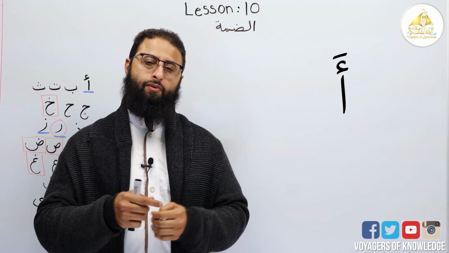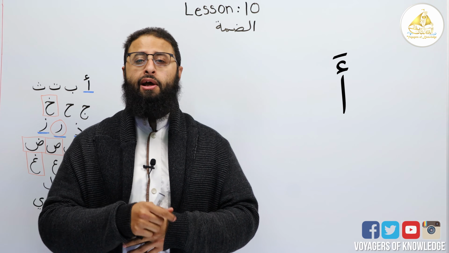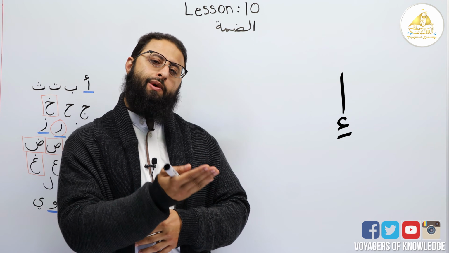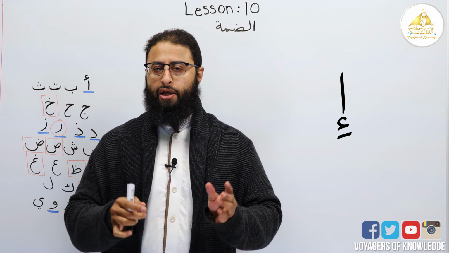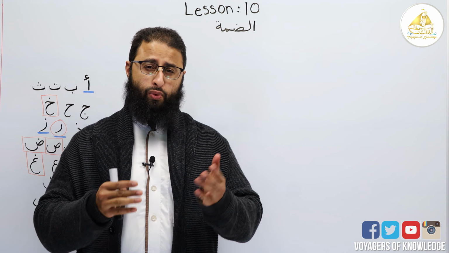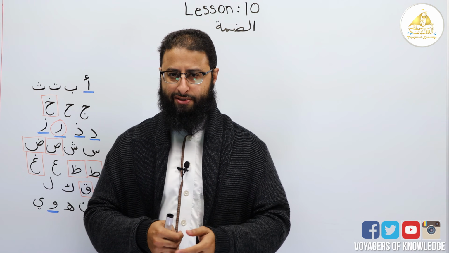The fatha, which appears above the letter, slightly angled, makes an a sound, and the kasra, which looks identical to it, however it appears beneath the letter and it makes an e sound. If you do not know the sound of the letters with these two harakat, please go back and watch those videos before you begin today's lesson.